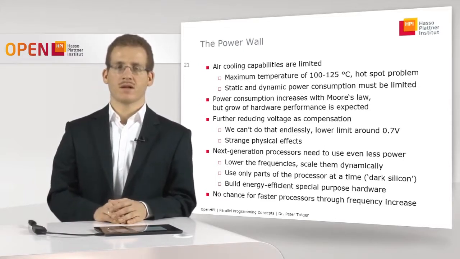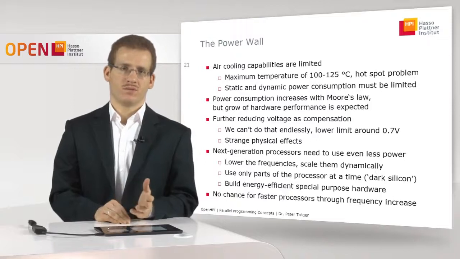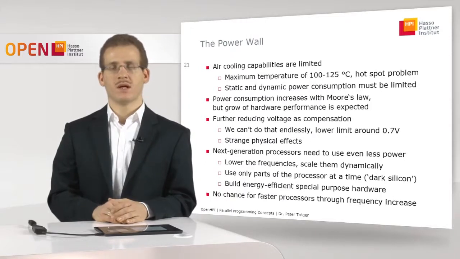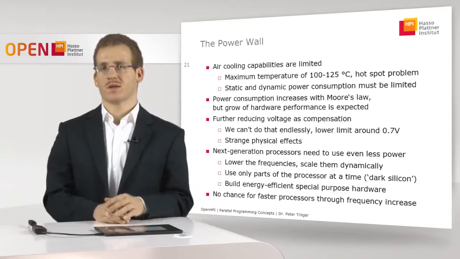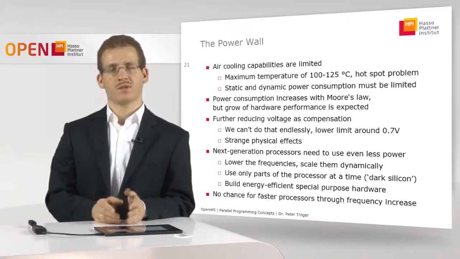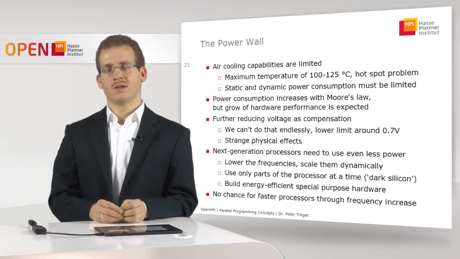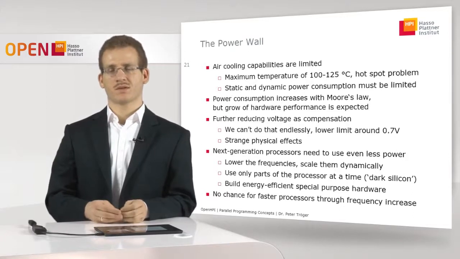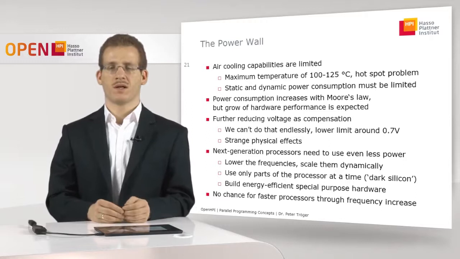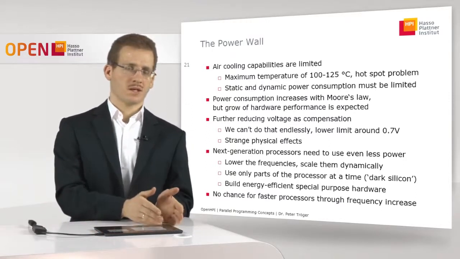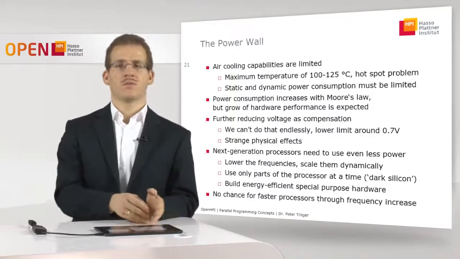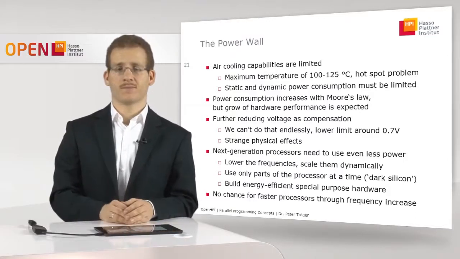And the third idea of dealing with the power wall problem is to build special purpose hardware, to no longer build general purpose processors, but to build things like GPUs or inbuilt special capabilities in the processor, for example, for encryption or text processing, that allow you to solve the same computational problem faster, but with less hardware components.